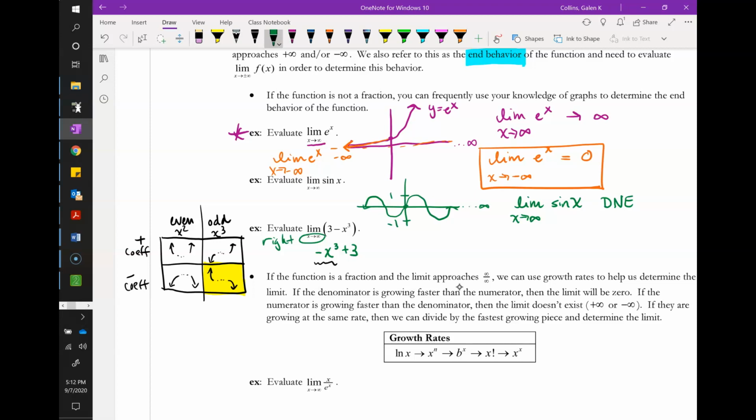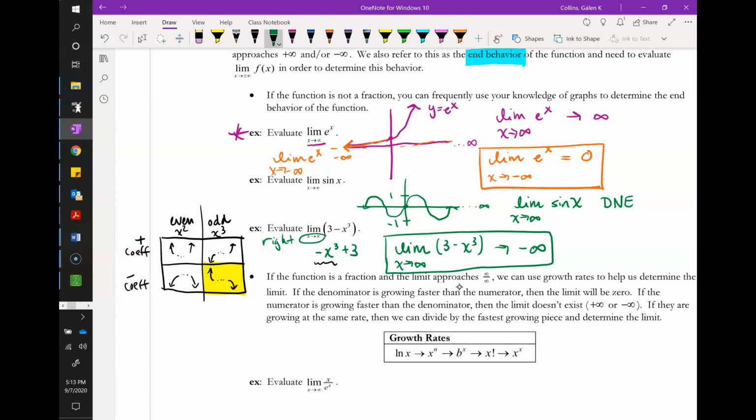I can tell from just this test that I learned in Algebra 2 that that function is going to go to negative infinity. So the limit of 3 minus x cubed as x approaches infinity is negative infinity. This is not an example of an asymptote. I just need to know that it goes to negative infinity, and that's based on what we learned about end behavior in Algebra 2.